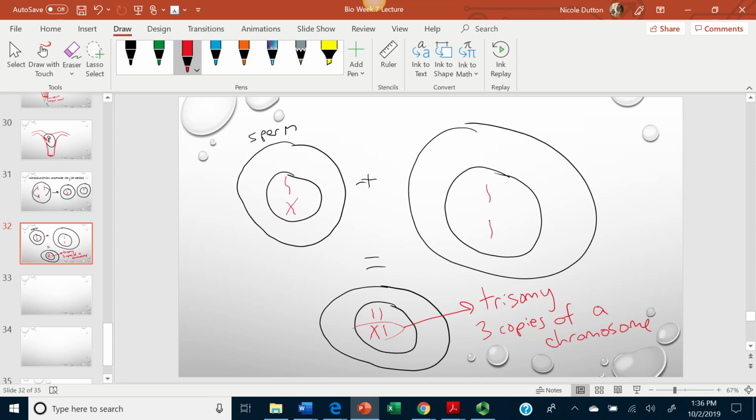So these trisomies are detrimental and they can cause miscarriage. A majority of our miscarriages are caused by these chromosome misalignments.